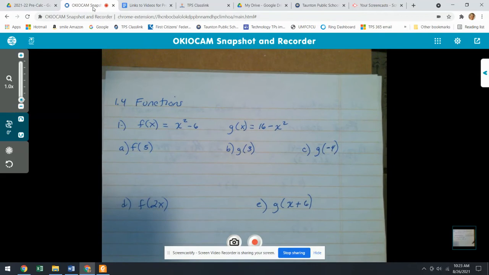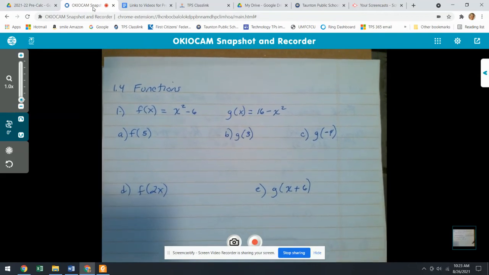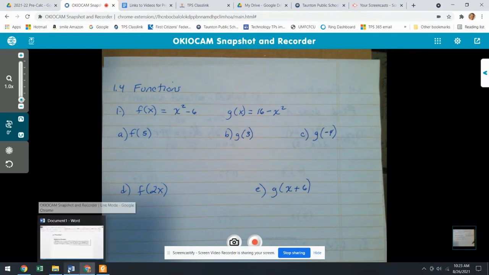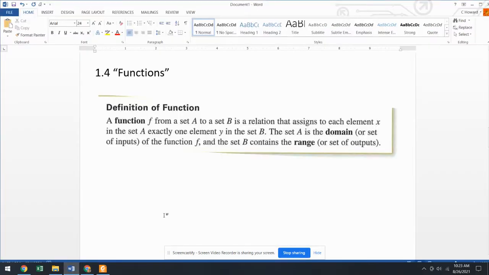Chapter 1.4 is all about functions. You've probably had oodles and oodles of functions. I make this video assuming that you've had Algebra 2, so I'm not going to go into extreme detail for a lot of the algebraic parts. For functions, what you want to remember is there is a pretty good definition: a function f from a set A to a set B, and every x has one and only one y. So that's kind of the best way to remember it.